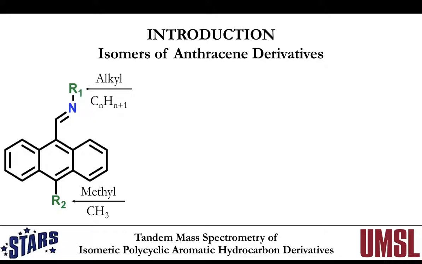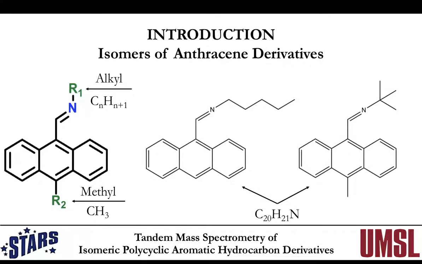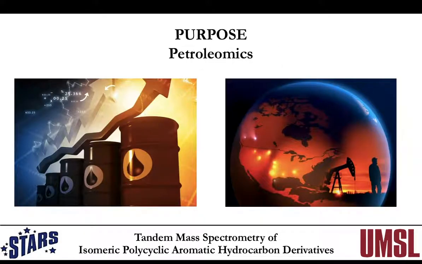As an example, these two molecules are isomers with the same chemical formula C20H21N. The compound on the left has a linear alkyl chain, while the one on the right has a branched alkyl chain and a methyl group. My research in aromatic hydrocarbons is relevant to the field of petroleomics. Aromatic compounds are very valuable in petroleum because they determine the yield in highest octane gasoline.